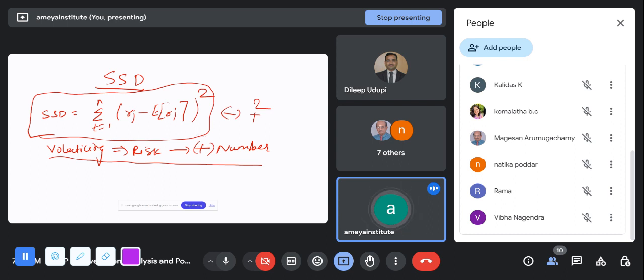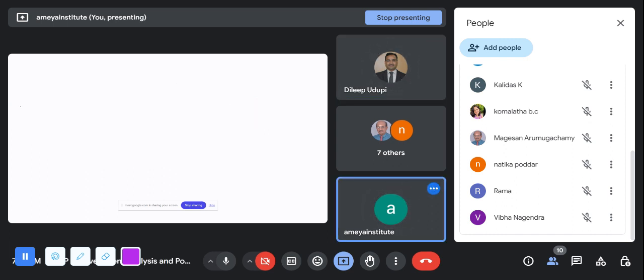So finally, what we need to do is penalize that deviation. How are we going to penalize the deviation? By taking the square of that deviation, and then it will become the sum of square deviation, right? Correct. Now you see, SSD, we got the sum of square deviation. It is nothing but actual return minus expected return, whatever difference comes, we square that.